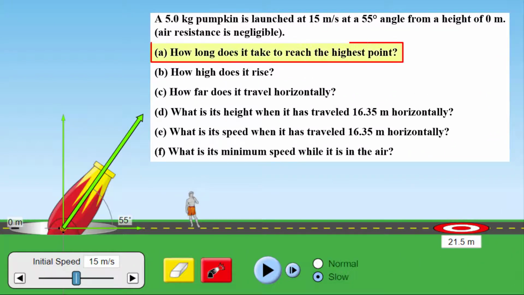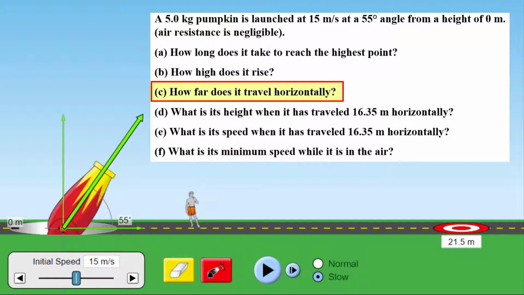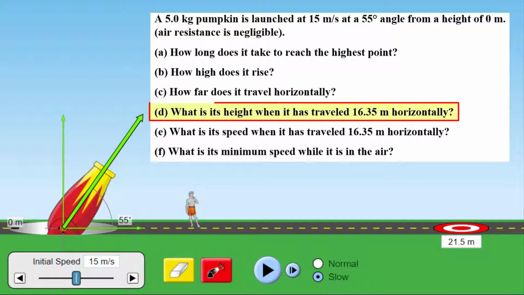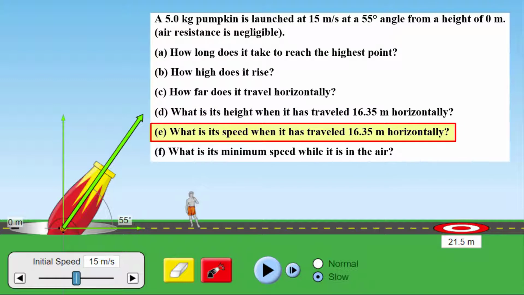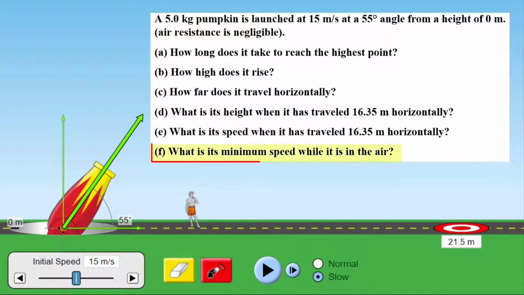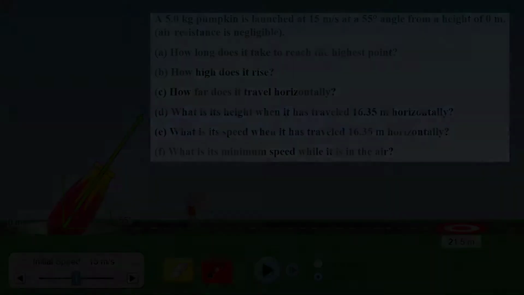A, how long does it take to reach the highest point? B, how high does it rise? C, how far does it travel horizontally? D, what is its height when it has traveled 16.35 meters horizontally? E, what is its speed when it has traveled 16.35 meters horizontally? And finally, F, what is its minimum speed while in the air? These are typical questions you may see in any projectile motion problem, so let's see how to solve them.